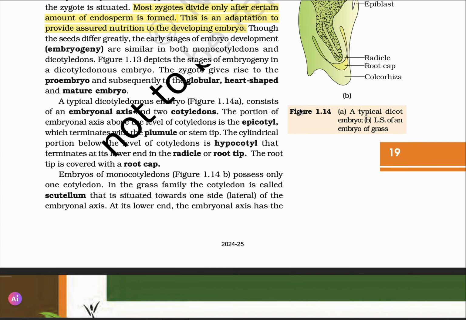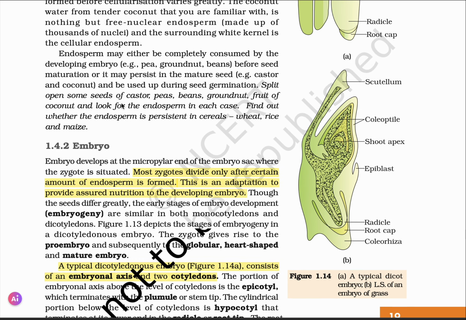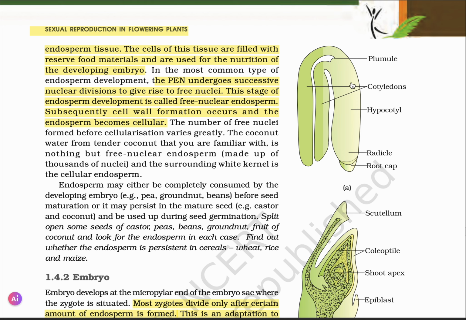A typical dicot embryo consists of an embryonal axis and two cotyledons. This is an MCQ or fill in the blanks: a typical dicot consists of an embryonal axis and two cotyledons. The portion of the embryonal axis above the cotyledon is the epicotyl, which terminates with the plumule or stem tip. So here we go.